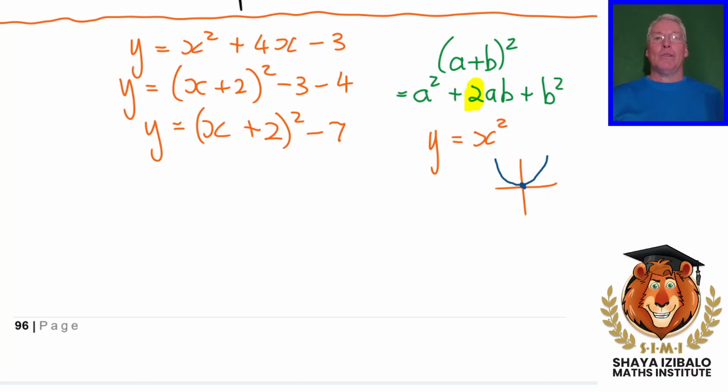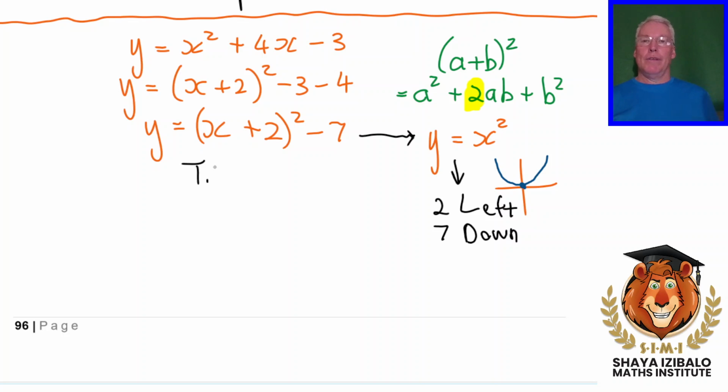This is y equals x squared. This over here is y equals x squared moved 2 left and 7 down. 2 left and 7 down. And so the turning point of this, if we move the point 0, 0, 2 to the left and 7 down, then the turning point will be negative 2, negative 7. And this is called the turning point form for a parabola.